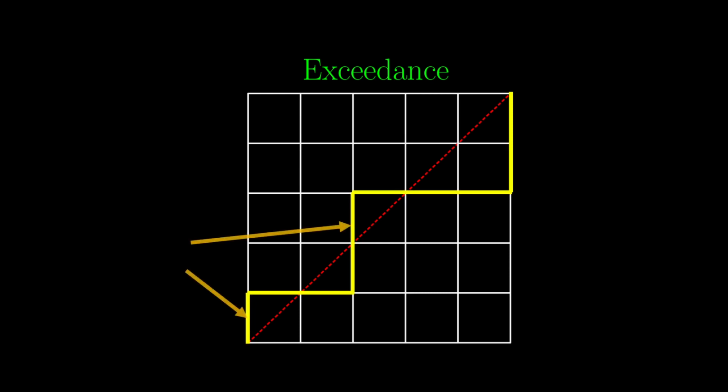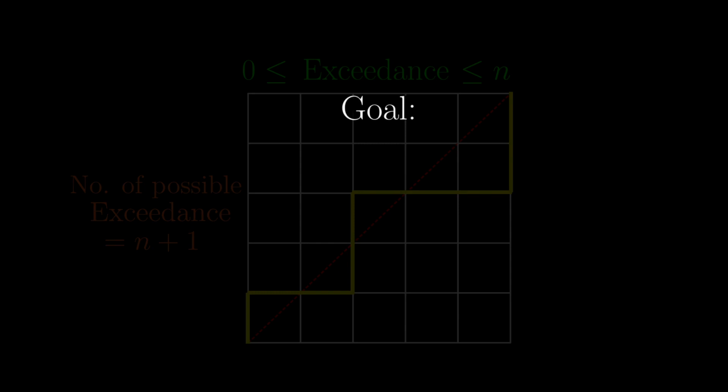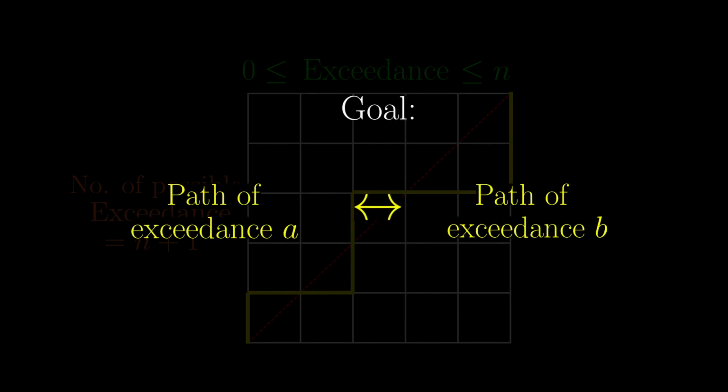The first method seeks a natural explanation of the factor 1 over n plus 1 through something called the exceedance. This quantity of a path measures the number of up steps above the diagonal. So in this case, since the number of up steps above the diagonal is 2, the exceedance is 2. Exceedance can only vary from 0 to n, so there are n plus 1 of them. The goal is to find a bijection between paths of a particular exceedance to another exceedance.